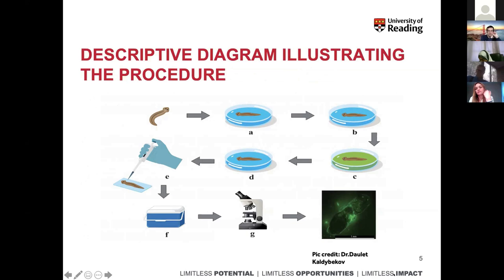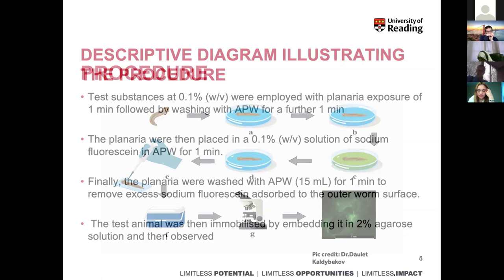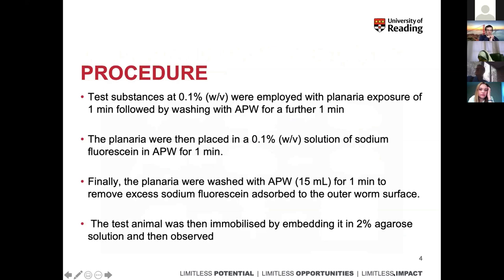After that 1 minute, the planaria were moved to another petri dish containing fresh APW, the artificial pond water. Then they were put into a petri dish containing the fluorescent dye, again for 1 minute, and then moved again for 1 minute into the APW to remove the dye adsorbed onto the surface of the planaria. The final step was, in order to immobilize the planaria, we put them onto a microscope slide and used agarose gel. Then we used the fluorescence microscope to see how much fluorescence had been taken up within the planaria body.